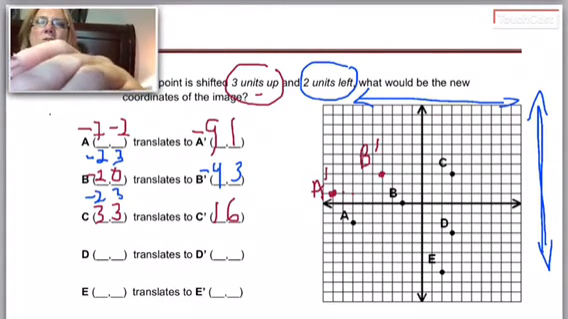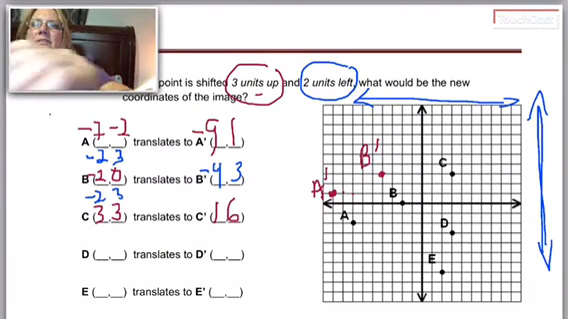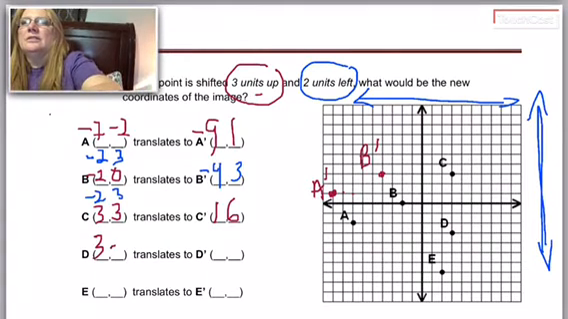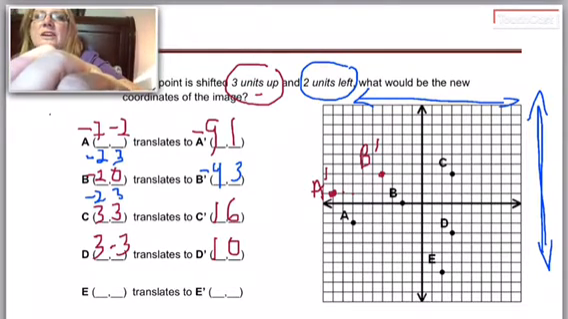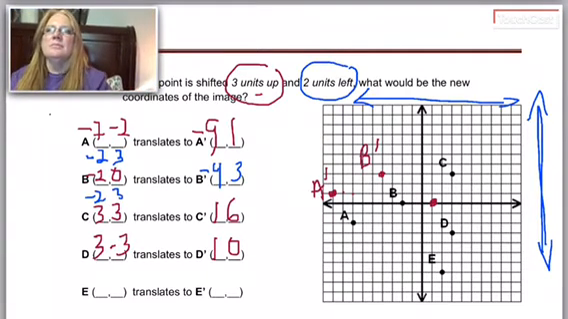D is 1, -3. And so again, I'm just going to subtract 2. 3 minus 2 is 1. -3 plus 3 would be 0. So let's do that. So we're here at D, and we're going to go 3 up, 1, 2, 3, and 2 left. And you'll see that's exactly where we end up.